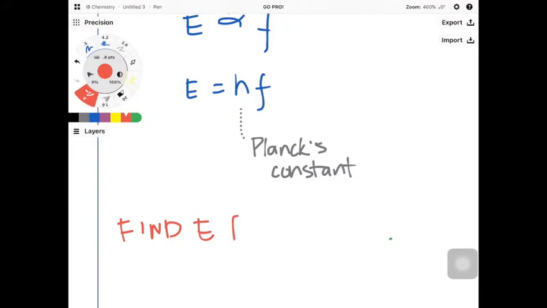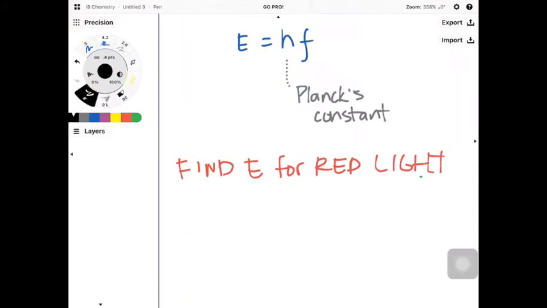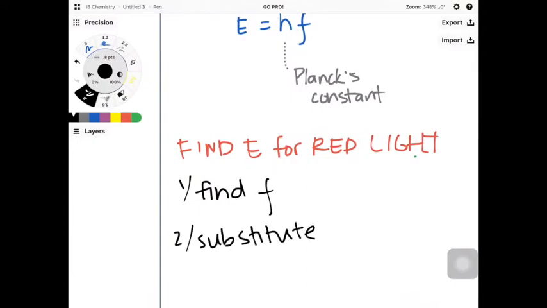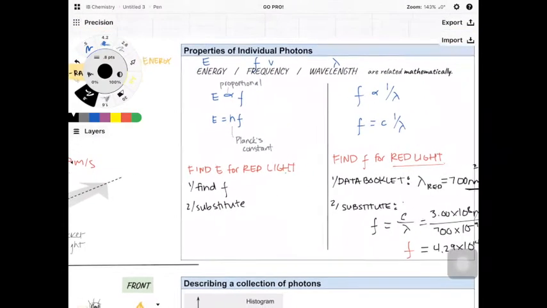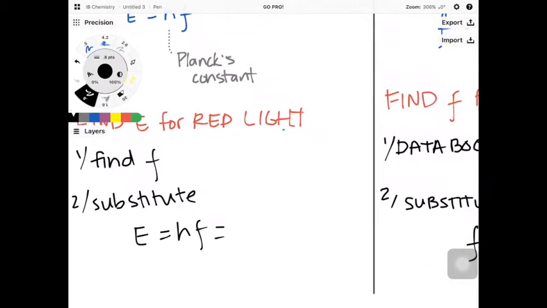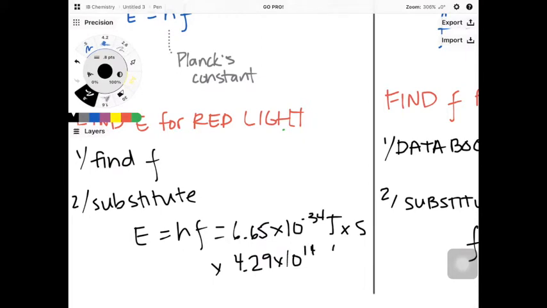Let's take a look at an example using our second equation. So let's say now we want to find the energy of red light. And so again, we can find our frequency, which we already did previously, and then substitute into our equation, again checking our data booklet for Planck's constant. In this particular case, we're going to have our frequency that we calculated times 6.65 times 10 to the negative 34 joules per second, times seconds, right?